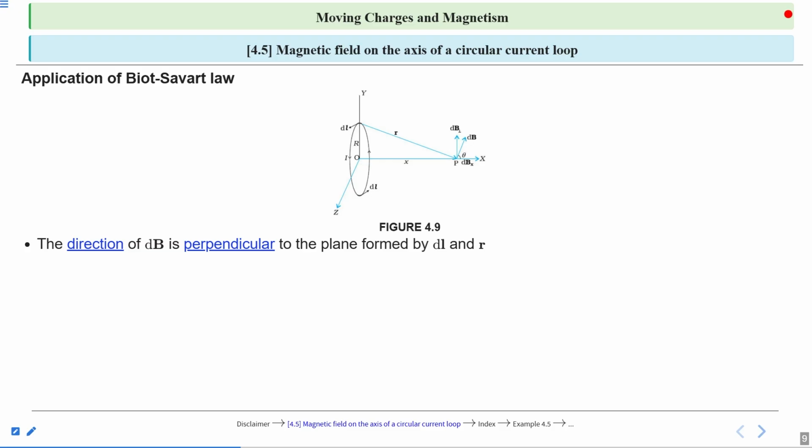Now the direction of dB. You can see in this diagram that the direction of dB is perpendicular to the plane formed by dl and r. Okay, the plane formed by dl and r.